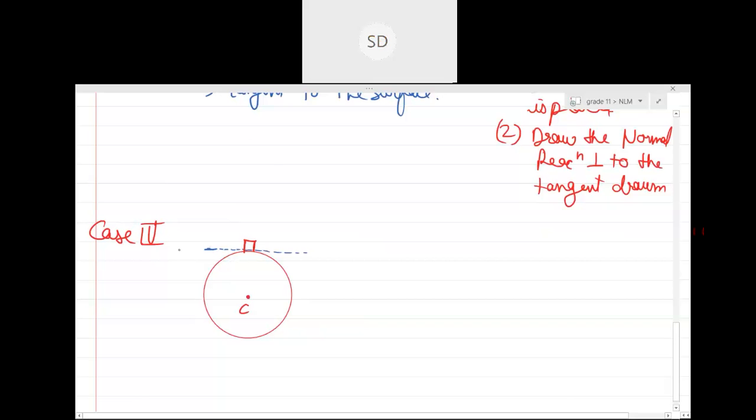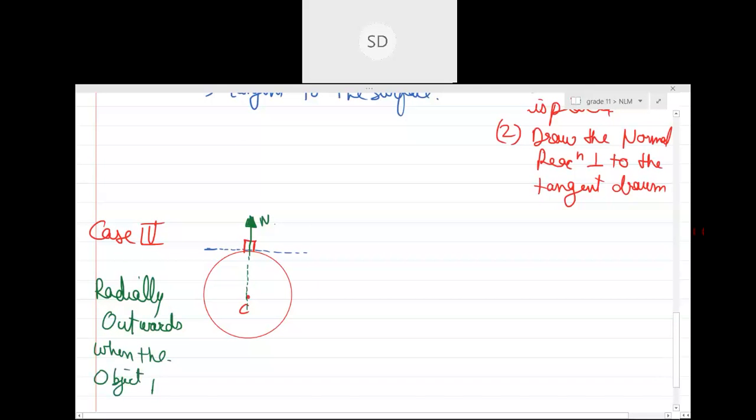So in case of circular surfaces, case 4, always remember, when you draw the tangent, the normal reaction will look something like this. So can you see this passes through the center of the circle? The direction of normal reaction is radially outwards when the object is placed outside the circle. Is this clear, guys?